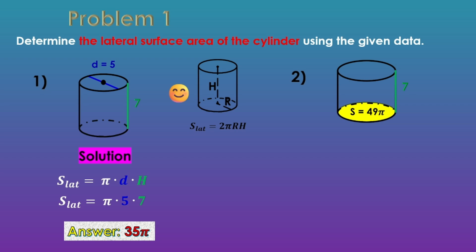Let's look at the second picture. We are given the area of the base, 49 pi. Given the generator, which is equal to 7, we are asked the area of the lateral surface. So we must first recall the formula for finding the area of the base.